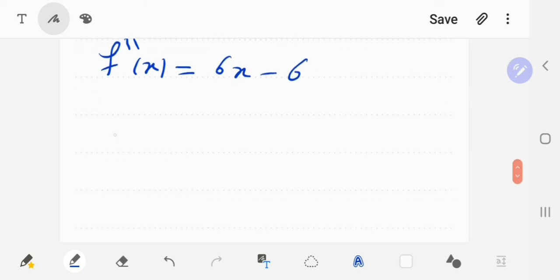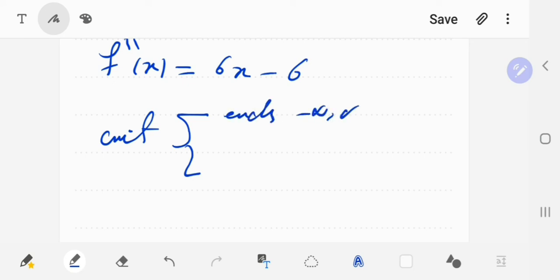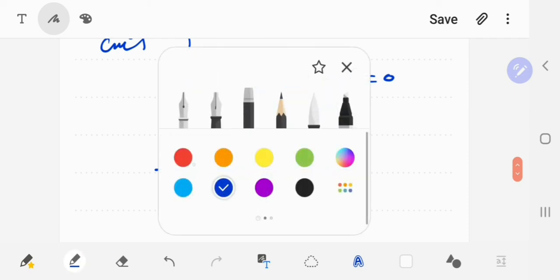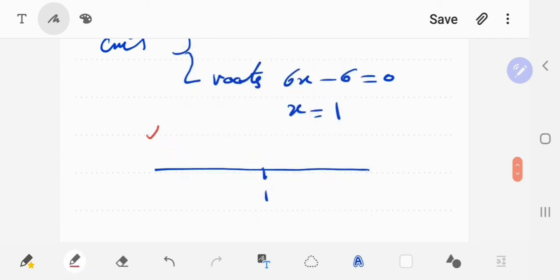We continue the same way, find criticals. So the ends, roots, negative infinity and infinity roots. So 6x minus 6 equals 0, which means x will be equal to 6 over 6, that's 1. Again, on a number line, 1, and we are checking the sign of f double prime in this case.